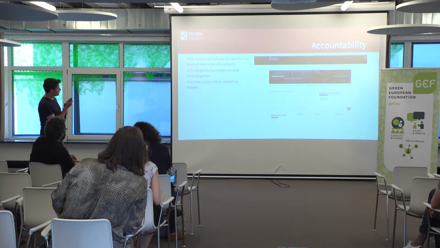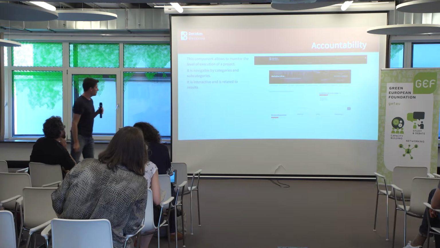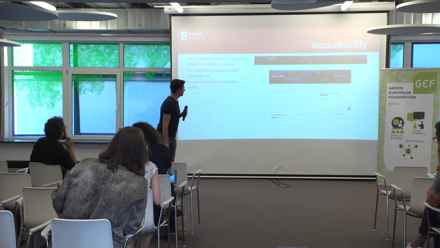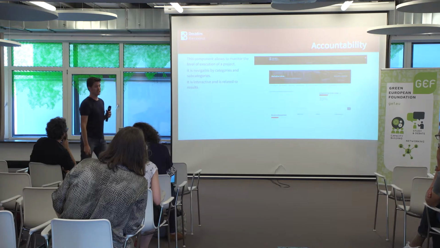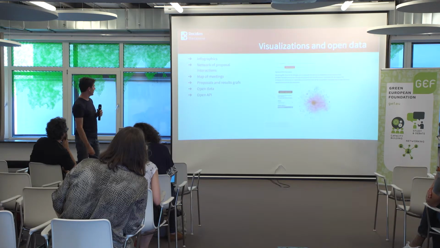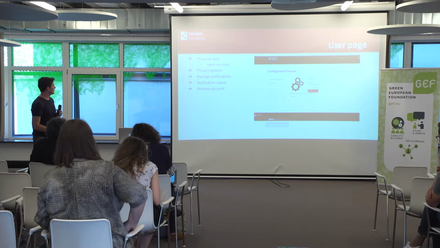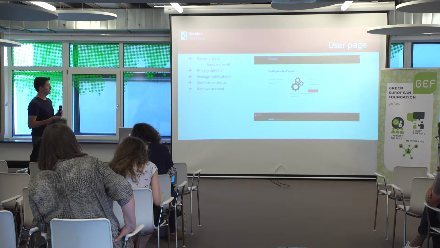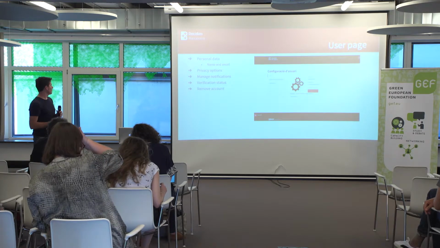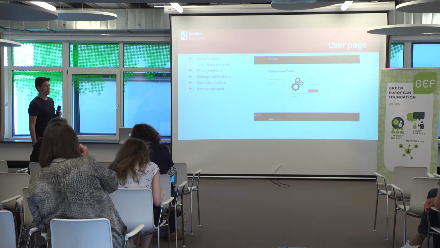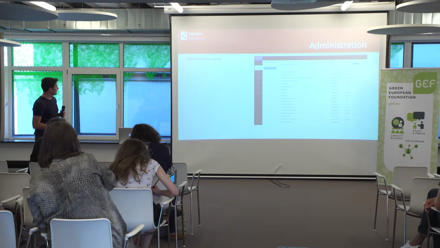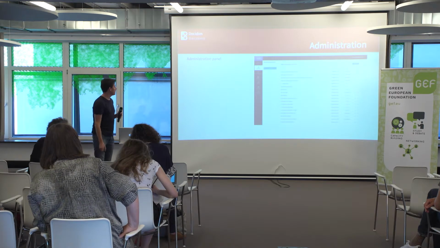And then here is the component of accountability. Here we have an example, and we can see that 35% of the whole process is executed. We have also the visualizations that Xabier has shown you. This is the user page where you can configure your avatar and your personal data. You manage the notifications. Here you can remove your account if you want, and you have also your verification status. And then here we have our administration panel where we can manage all the participation processes.